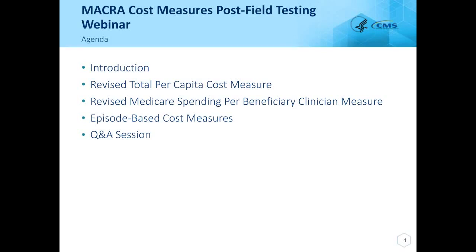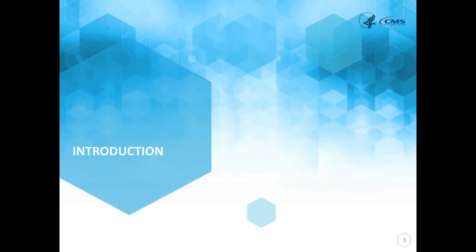First, I'll be providing a brief overview of the development project to date, as well as the life cycle of these measures in the near future. After that, we'll be providing an in-depth review of the measures that were under development in the past year. That includes not only the 11 episode-based cost measures that we worked on, but also 2 total cost measures that we have revised extensively, the total per capita cost measure and the Medicare spending per beneficiary clinician measure. After we've presented the measures to you, we'll have an opportunity to field questions from the audience while we're on the line today.